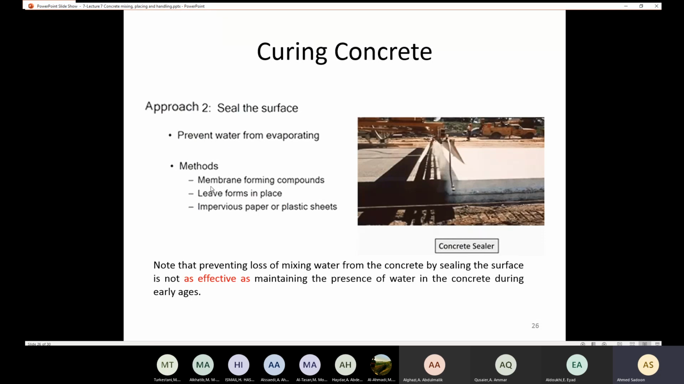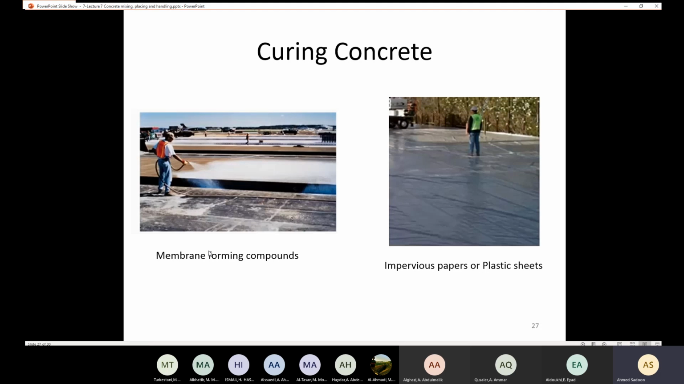In this method, we could use membrane-forming compounds. We could leave the forms in place. We are not going to remove the forms. And also we could use impervious paper or plastic sheets. So here we have the membrane-forming compounds, the chemical compound. I'm going to spray this around my structure, and the water will not be able to escape. Or I could use impervious paper or plastic sheets like this one here. And also I could leave the form in place. I'm not going to remove the form so that the water is not going to escape.